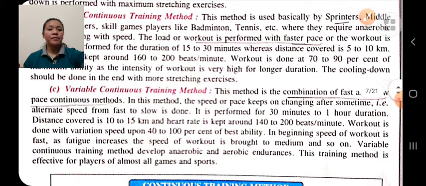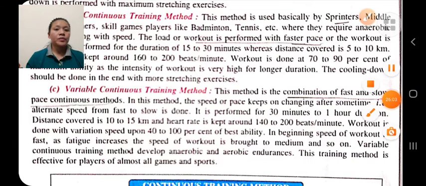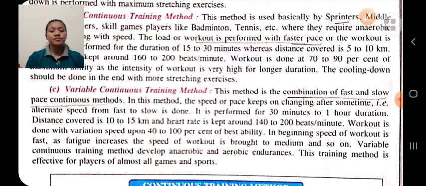Last is variable continuous training methods. It is a combination of slow continuous training methods and fast continuous training methods. In this method, we keep changing our speed. That is, sometimes we do the activity with maximum speed and sometimes our speed is slow. We keep the distance around 10 to 15 kilometers, our heart rate is 140 to 200 beats per minute, and the speed is 40 to 100% of our ability. In the beginning the workout is fast. As the fatigue increases, the workout becomes slow.